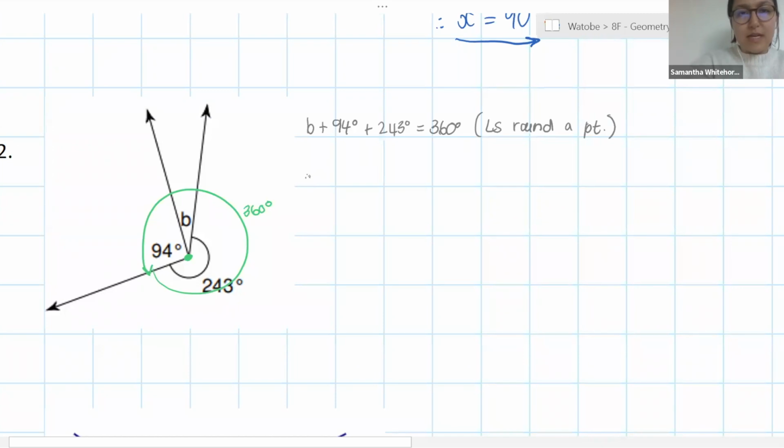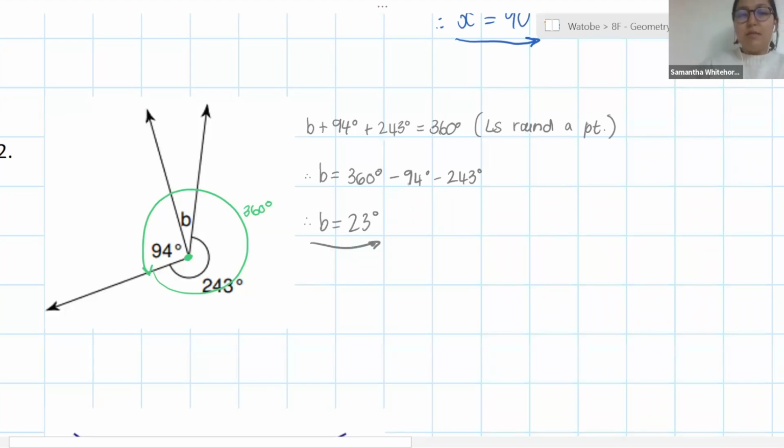From there, we can now solve for B. So B is equal to 360 minus 94 minus 243. And so B is equal to 23 degrees. And I saw some lovely answers coming there on the chat.